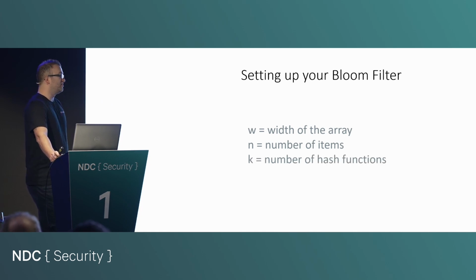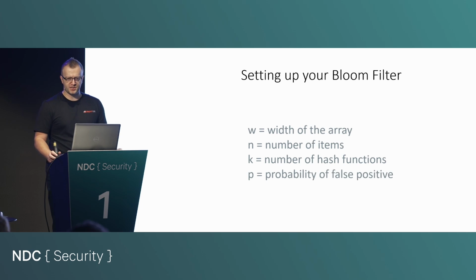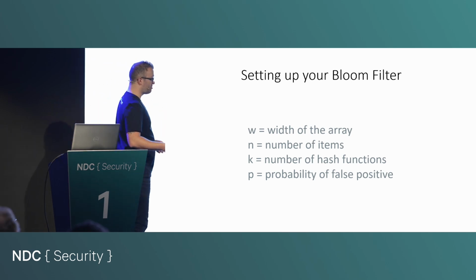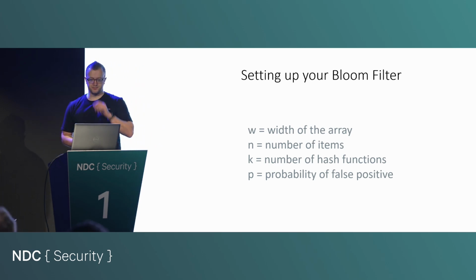You then control the number of hash functions that are used to insert an item. So basically, for each item we insert, how many bits in the array are we going to set? And for each item we query, how many bits are we going to check? And then you also get to control the probability of false positive. So if the filter tells you you've seen this thing before, and it says, yes, you have probably seen this before, you also get to control the false positive ratio.